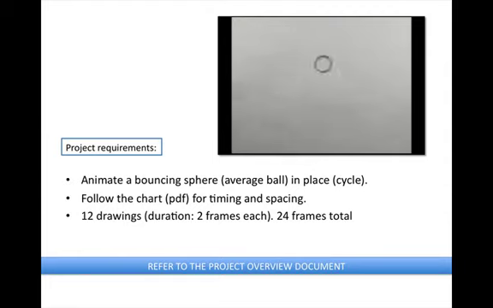So these are the project requirements. Please animate a bouncing sphere, kind of the average red rubber ball, in place. Please follow the charts. This is kind of a test to see if you can follow the timing and spacing to create this cycle. It is 12 drawings total, 2 frames each. And of course, the details for the project can be found in the project overview document as well as the 2DA manual.